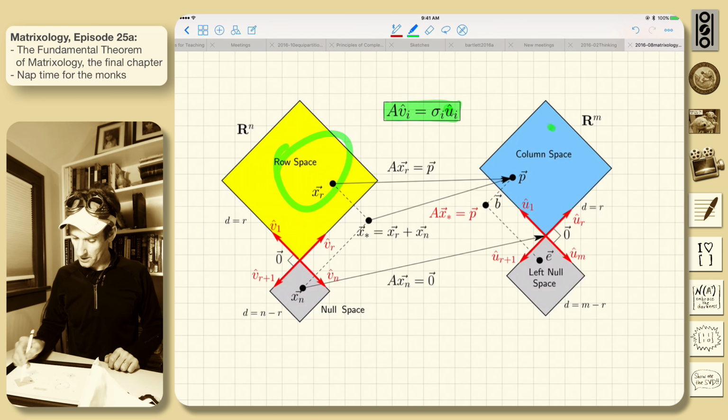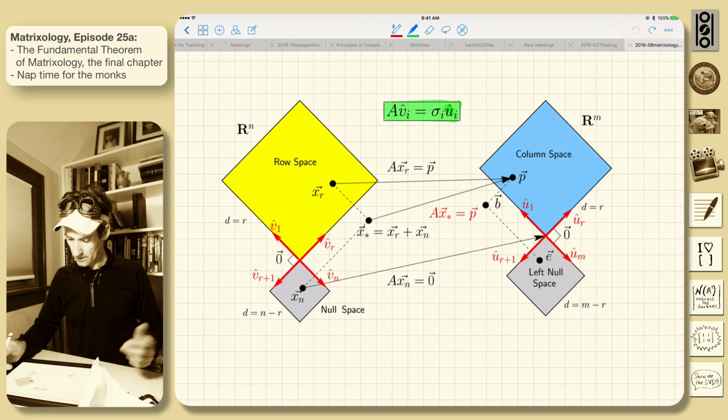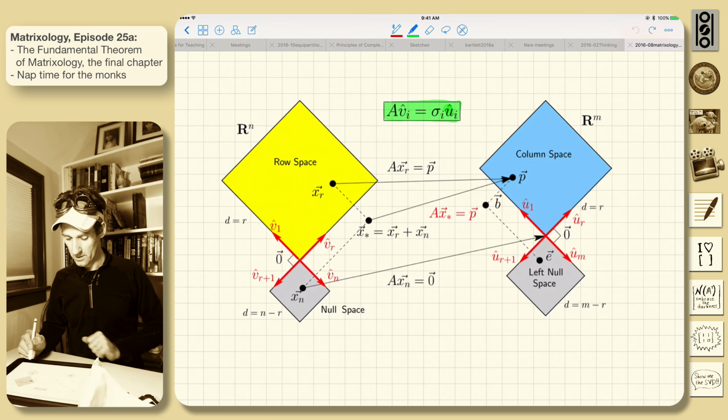We've got row space gets sent to column space. They should be the same. They're the same dimension, right? That's what this is. D equals R. Dimension is R. There's null space, which is really right null space. There's left null space. What happens when we do AX?